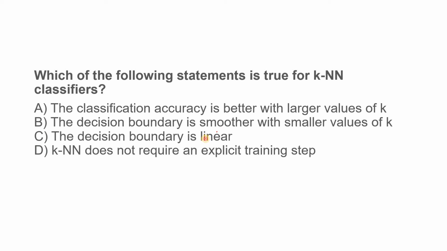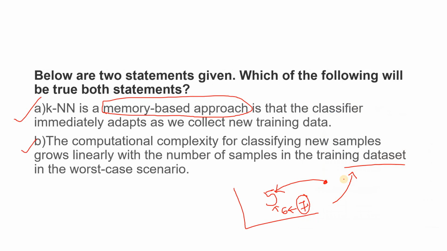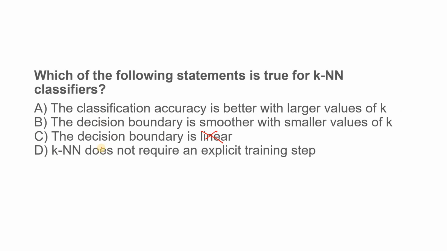Decision boundary is linear is not at all true, because just now I have shown you the kind of decision boundary we get. In case of a decision tree, we get that kind of linear decision surface, right? But the decision boundary is not at all linear for KNN. Then the decision boundary is smoother for a smaller value of k. Again, this is false. For a smaller value of k, it is highly sensitive to noise, so as a result the decision boundary is not smooth. If you keep on increasing the value of k, the decision boundary will become smoother.